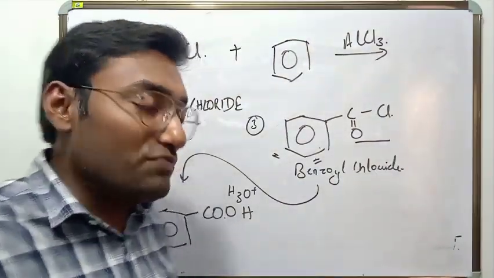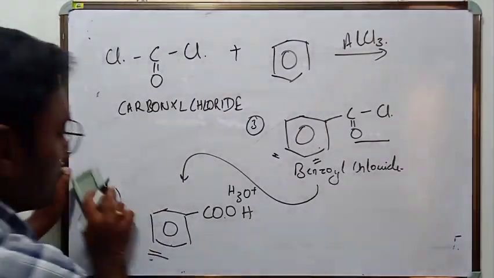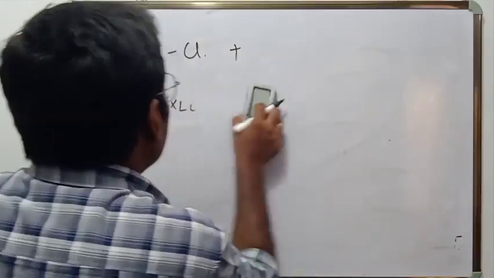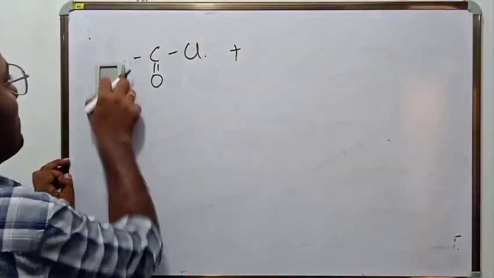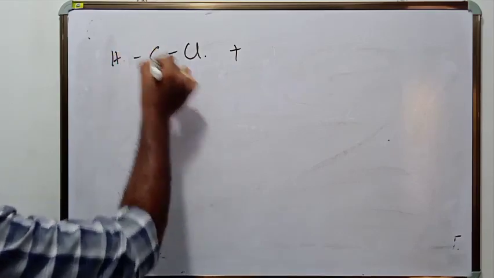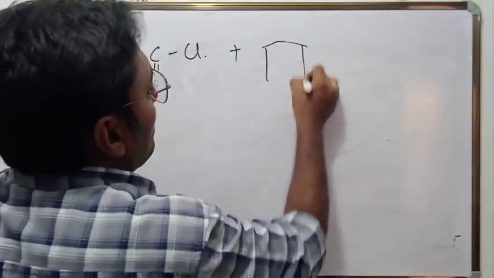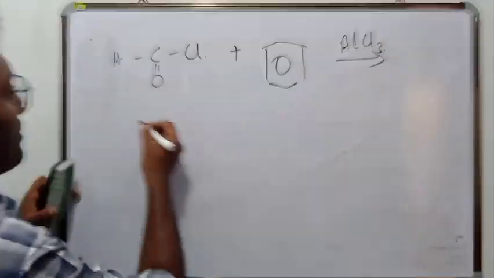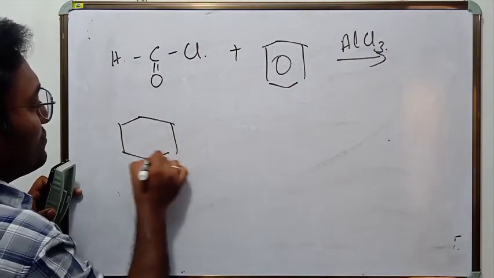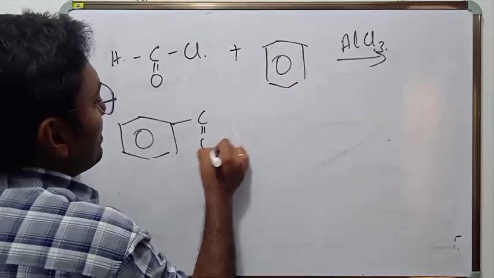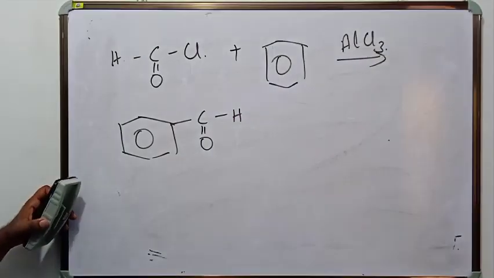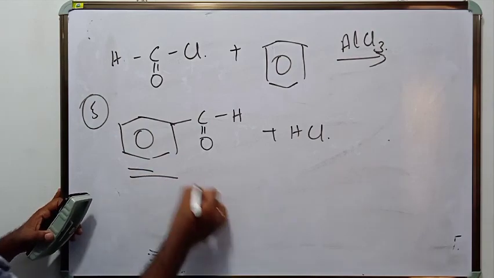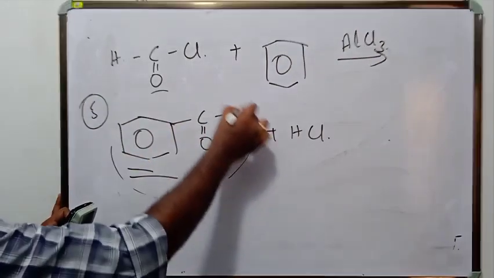Let us go for the fifth application. Now let me ask you a question. What would happen if I am replacing this Cl and I am putting an H in place of that, and I am reacting it with benzene in presence of AlCl3? What would I get? Right, very useful product. That would be benzaldehyde. So that is the fifth application. You can make aromatic aldehydes. Here I have got benzaldehyde.